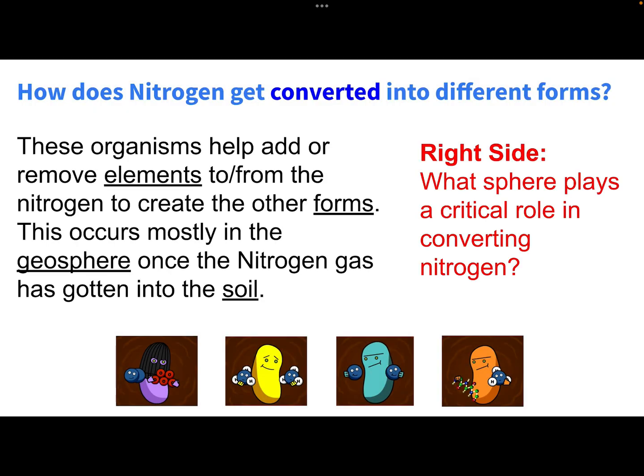These organisms help either add elements, like adding H's or taking H's away and adding O's, that actually help us transform boring old N2 into NH3, taking the H's away, adding O's, and getting us to nitrates, but also taking O's out and putting the N2 back into the atmosphere. So this occurs mostly in the geosphere, and it helps us start with nitrogen gas, N2, getting into the soil, and then release it back up to the atmosphere as well.